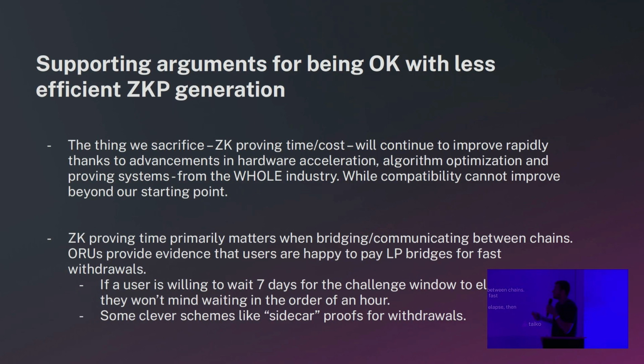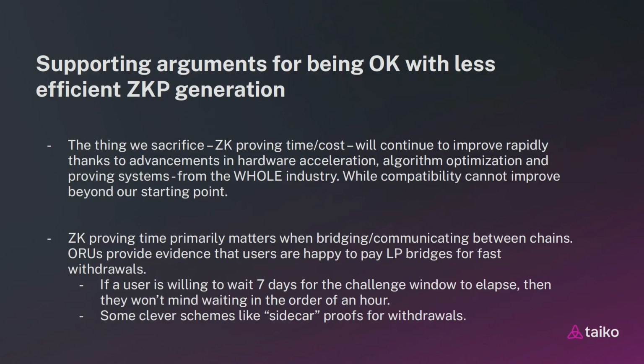Now, supporting the arguments for being okay with the less efficient ZK proof generation. The thing we sacrifice is these ZK proving times and cost. For what it's worth, we mostly care about cost. We talk about time and general efficiency, but when the rubber hits the road, we care about cost. Of course, they're two sides of the same coin, but you could throw more compute at it to speed up the time, but if it's all for a big cost, that won't do, because it all trickles up to user transactions in the end.